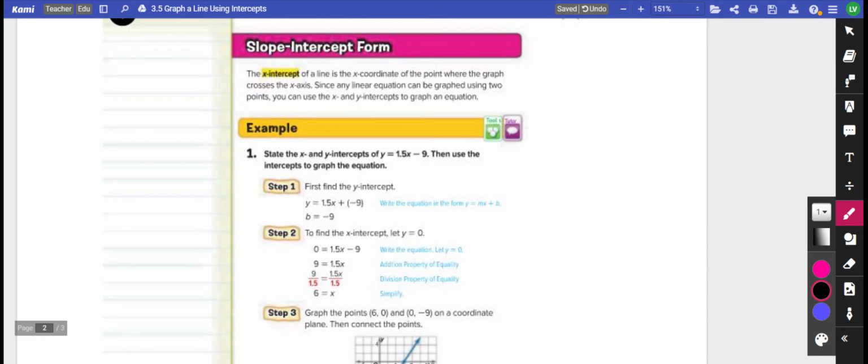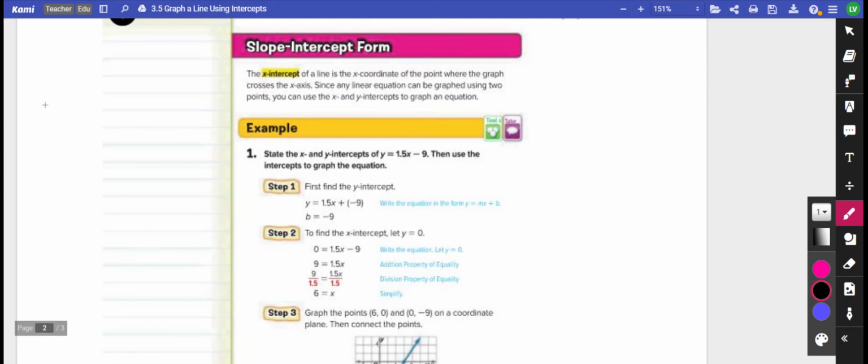Slope-intercept form. The x-intercept of a line is the x-coordinate of the point where the graph crosses the x-axis. Since any linear equation can be graphed using 2 points, you can use the x and y intercepts to graph an equation. So example 1: state the x and y intercepts of y equals 1/2 x minus 9. Then use the intercepts to graph the equation.